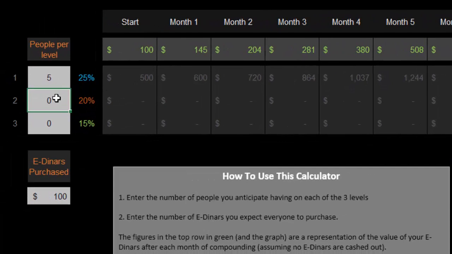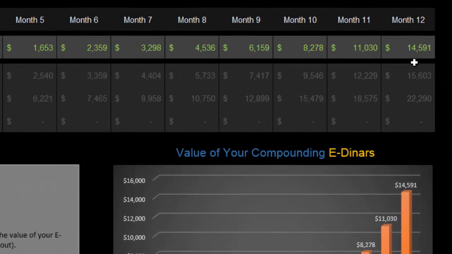But if they introduce 5 people each, so you've got 25 people on the second level, you're getting 20% on their bonuses. And again, those are added to yours, and also the people on level 1 are also getting 25% on your level 2 people, and those are added to yours. So now look at the figures, they really do shoot up.